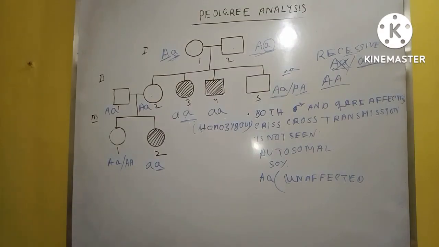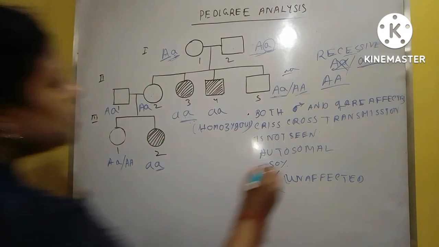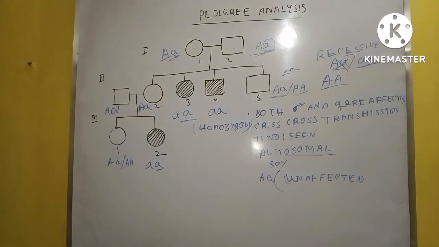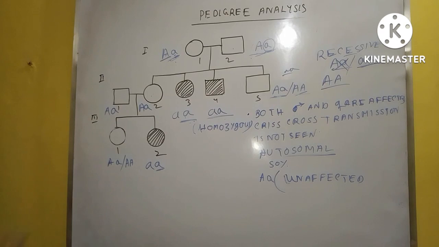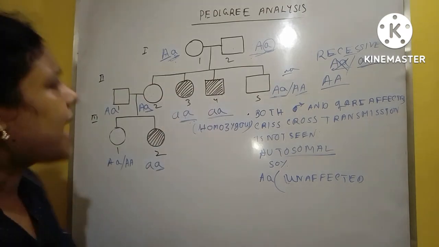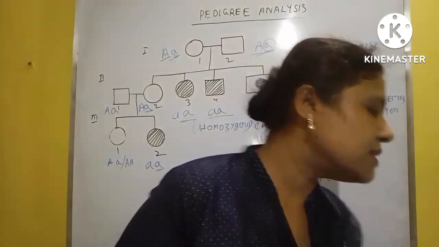In this way, we can say this pedigree tree is autosomal recessive, and the two recessive genes must come from one father and one mother. If only one gene is present, it remains in the heterozygous form and is the unaffected form. Clear? So this is the autosomal recessive example.